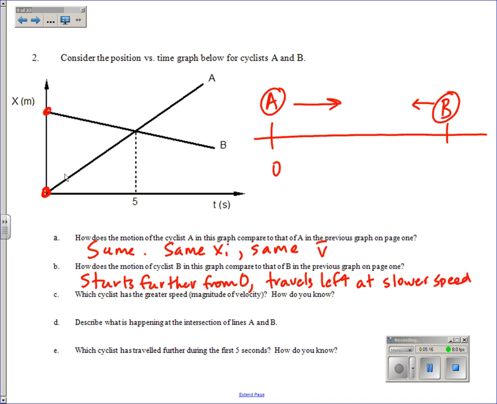Which cyclist has the greater speed? Again, we're going to look at the magnitude of the slope. Only the absolute value of the slope. A has a steeper slope than B, so A is going faster.